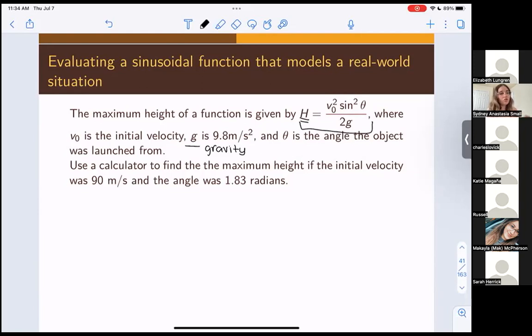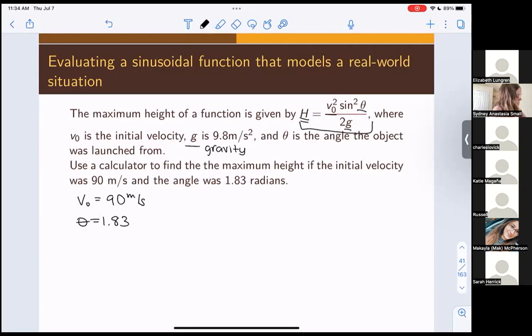Okay, so initial velocity being 90 meters per second means we're given our v naught value. It's just 90 meters per second. And the angle is 1.83 radians. Well, that's our theta. And now we have v naught, we have theta, and we have g. The only unknown we have left is h. All this is just interpreting the data and plugging it into our equation.